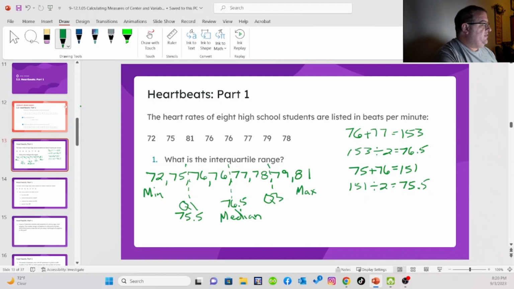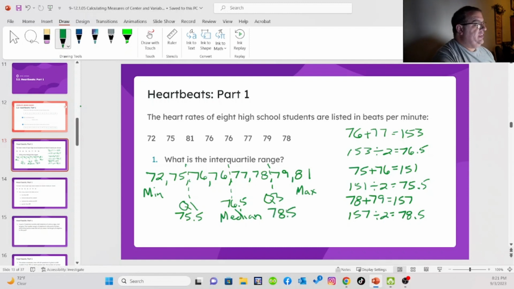This is going to be our Q3. Here we have 78 and 79. Add those together and we get 157. Divide 157 by 2 and we get 78.5. So our Q3 is 78.5.